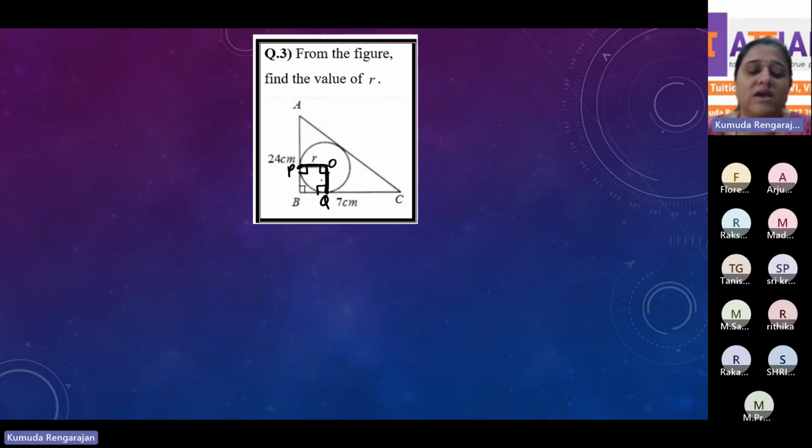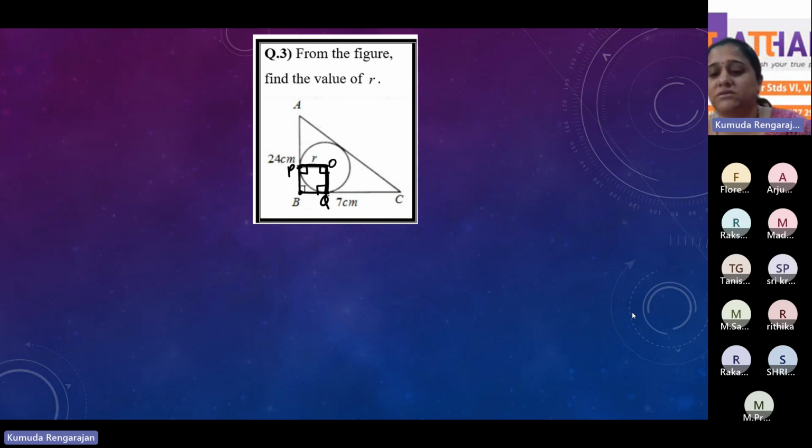In the rectangle, one pair of adjacent sides being equal is enough. So you can either mention OP is equal to OQ because they are radii, or you can say BP is equal to BQ, because tangents from an external point of the circle are equal. B is an external point to the circle, so BP is equal to BQ. So the quadrilateral we proved is a rectangle is now a square.